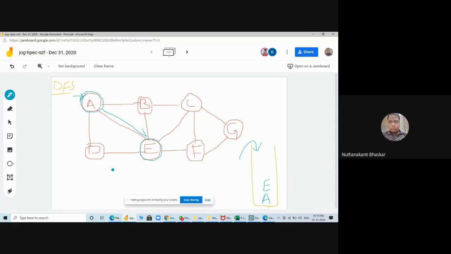Already you have visited A node, right? Yes, sir. Now, what are the unvisited adjacent nodes of E? B, C, D, F. Out of these four, now you can visit any one. Tell me, which node you want to visit next? D. Only tell me one. It is not possible to visit all the nodes at a time in a DFS.